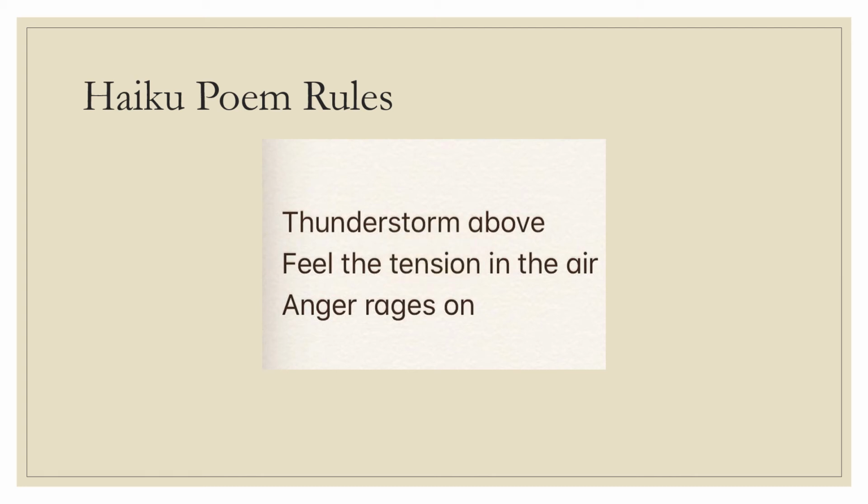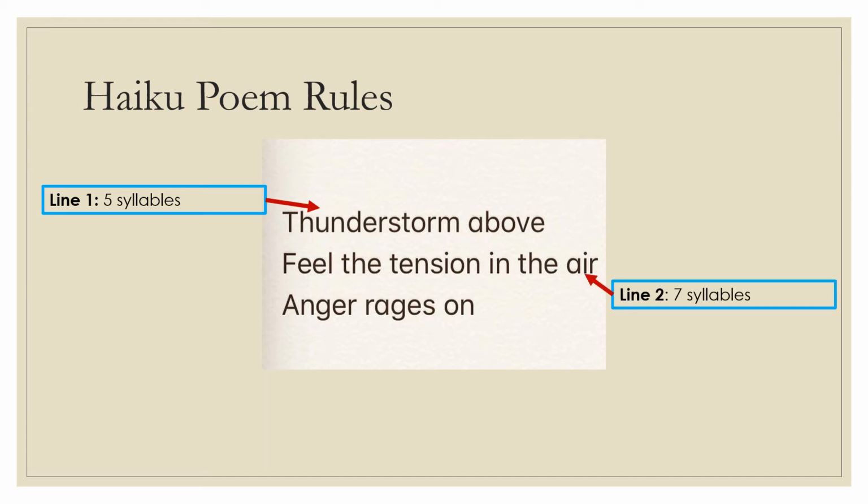Okay, so here are the rules. Line 1 has 5 syllables, okay? Syllables are the beats of a word. You should know that. Line 2, 7 syllables, okay? It's a little bit simpler than a cinquain so far. Line 3, 5 syllables again. So line 1 has 5 syllables, line 2 has 7 syllables, and line 3 has 5 syllables back again. So it goes 5, 7, 5.